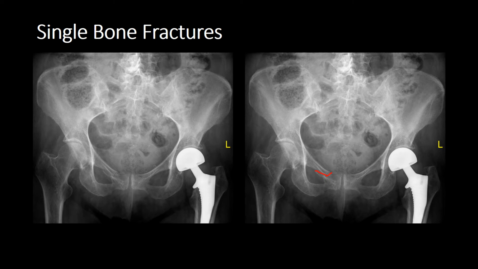Fractures to the pubic or ischial rami are relatively common. You usually see them in elderly patients who sustain minor trauma, so essentially a fall from standing, so a fragility fracture. And whilst they can occur in pairs, they can also be, as with this case, a single bone fracture. The key thing with these injuries is that they are associated with groin pain.